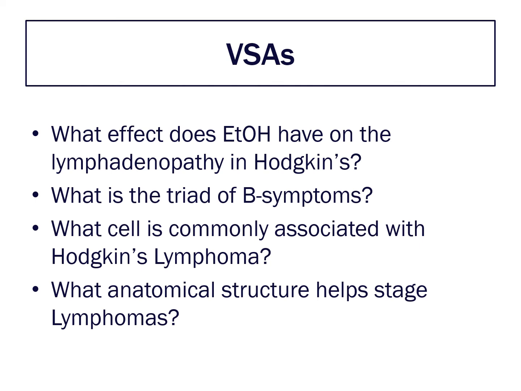So in respect to the lymphadenopathy and alcohol consumption, the latter typically results in pain. In terms of the B symptoms, these consist of fever, weight loss, and night sweats. The cell, which is commonly associated with Hodgkin's lymphoma, is the Reed-Sternberg cell. And finally, the anatomical structure which helps stage lymphomas is the diaphragm.